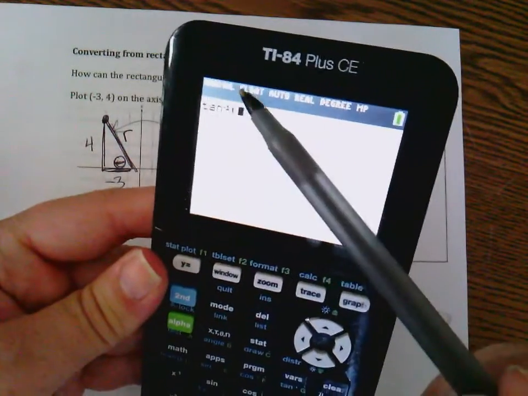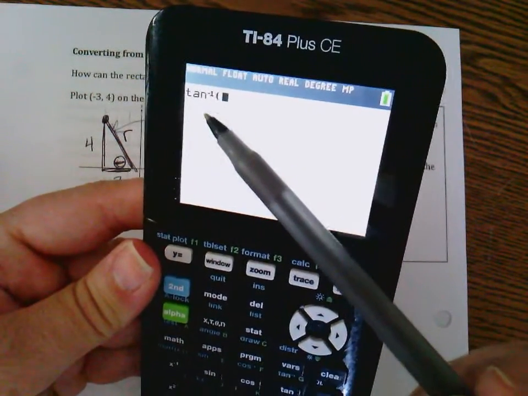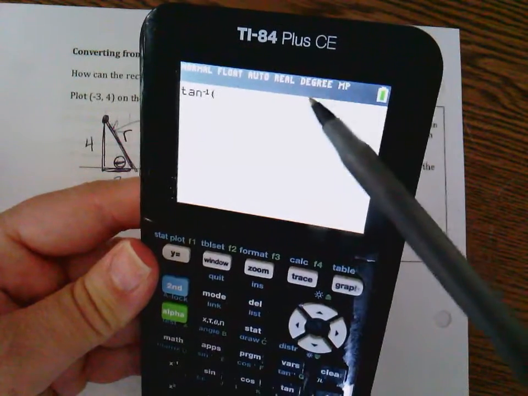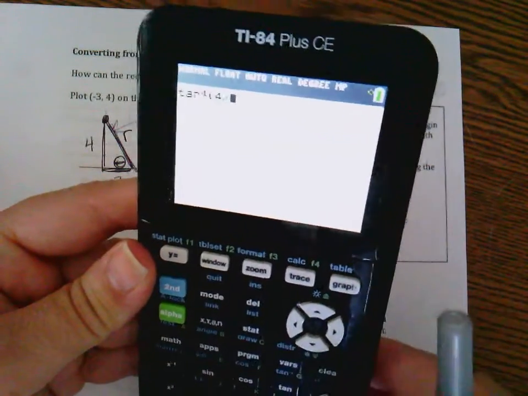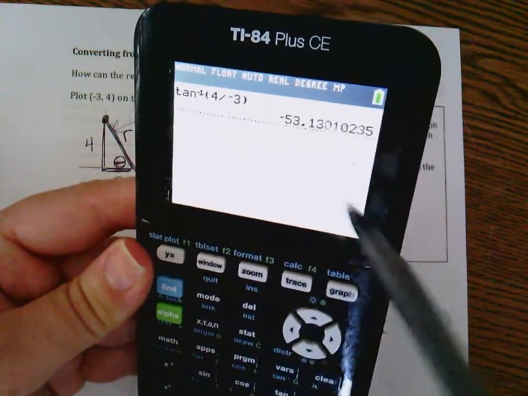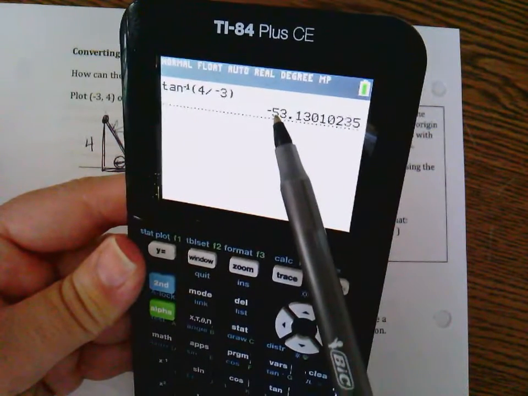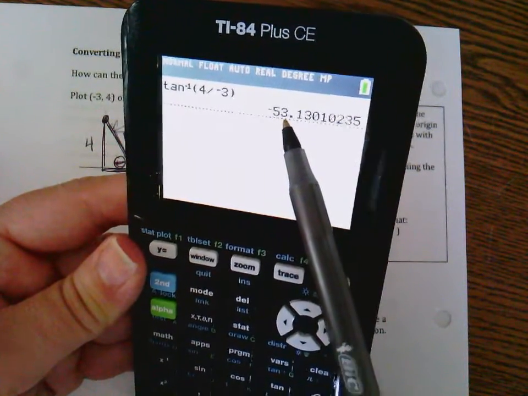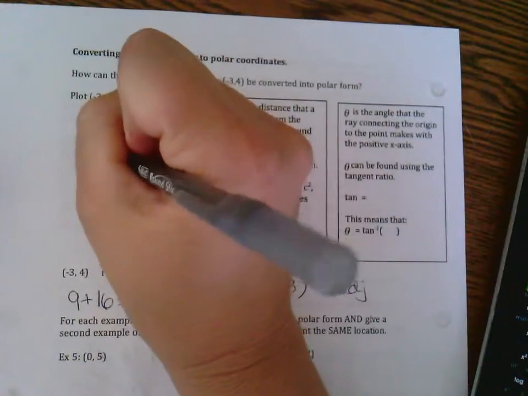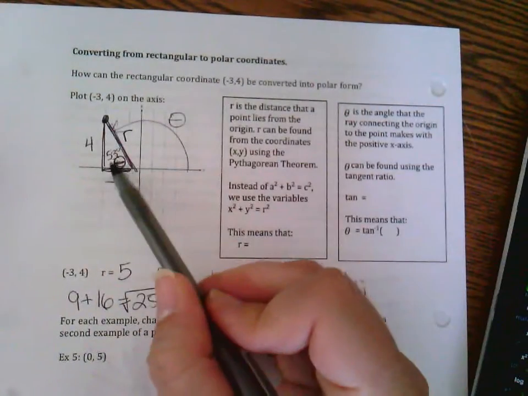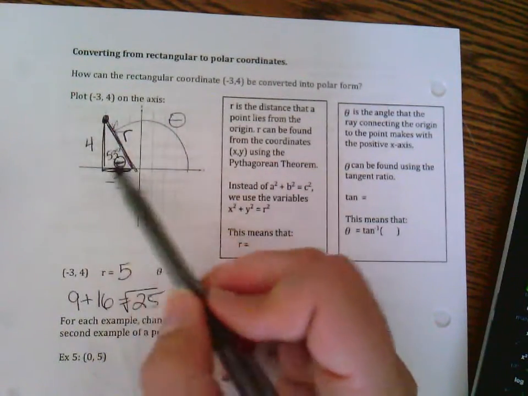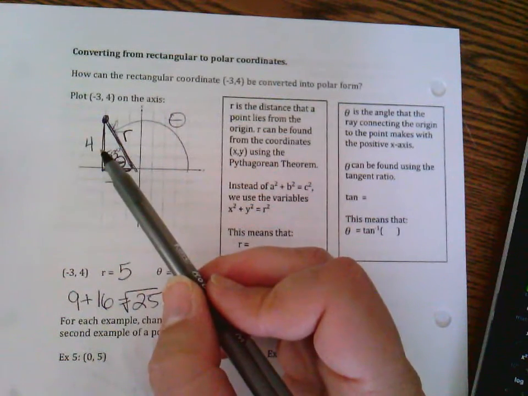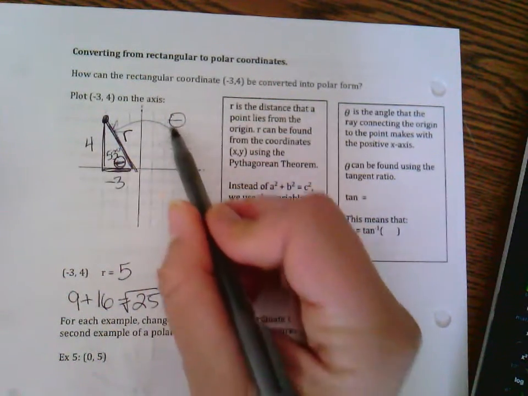It's hard to see on mine. Let's see. It's the second tangent button, and I put mine in degree mode. So 4 over -3 gives me an angle of about -53 degrees. So that tells me that this angle is 53 degrees and it's negative because I'm in the second quadrant where tangent is negative. How do I find this angle?